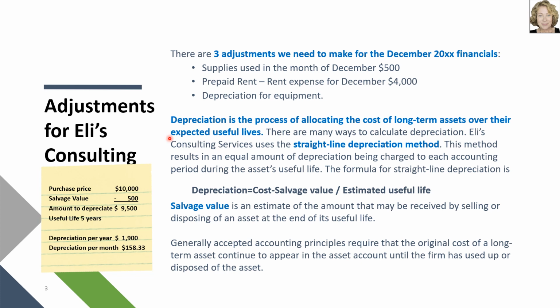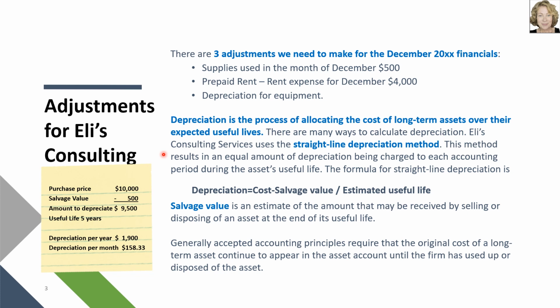There are several different ways to calculate depreciation, but we won't cover that right now. For Eli's Consulting Services, we'll use the straight line method of depreciation. And this straight line method of depreciation spreads the purchase cost less salvage value in equal portions across the estimated life of the asset. So just in case you're wondering, salvage value is the amount that you expect to sell the asset for at the end of its life.